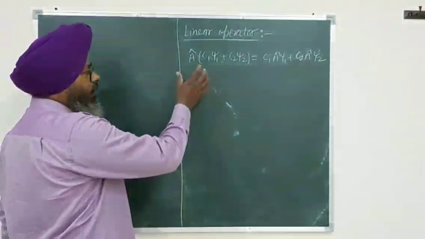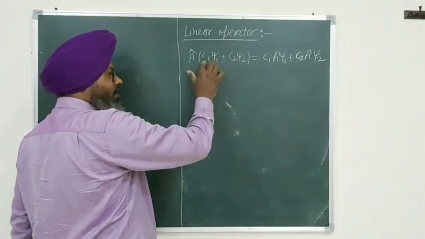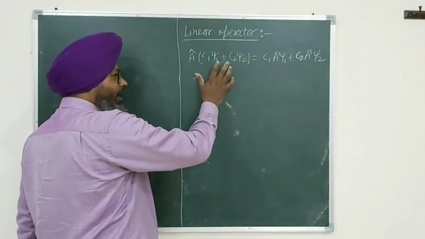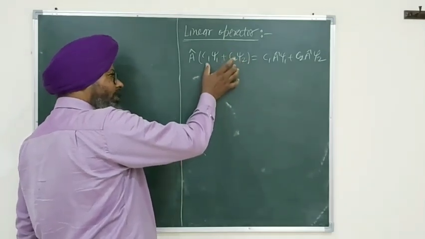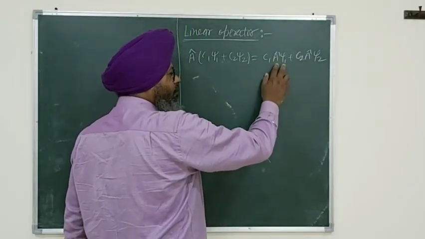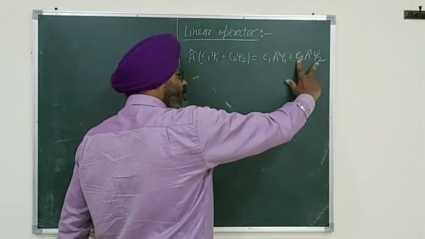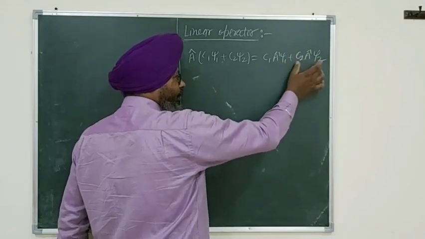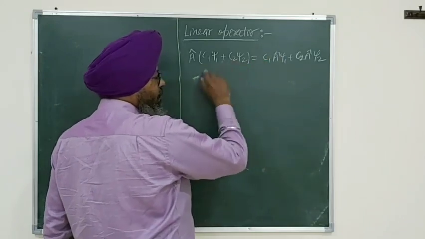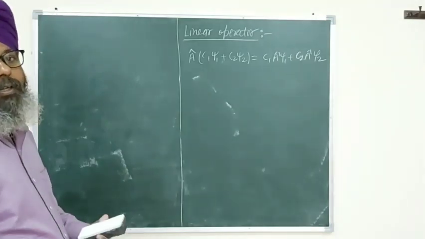What does the left side say? Left side says firstly you obtain this answer: multiply C1 with psi 1, then multiply C2 with psi 2, then add them, and you get a new wave function. Then take its operation. And the right hand side says: take the operation of psi 1, multiply it with C1. Take the operation of psi 2, multiply it with C2. Then add the two answers that you get. And if in both cases the final answer is the same, then such an operator is called a linear operator.